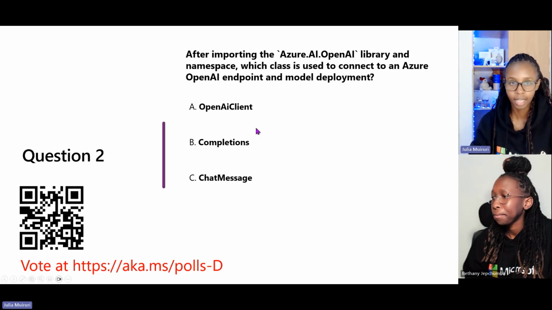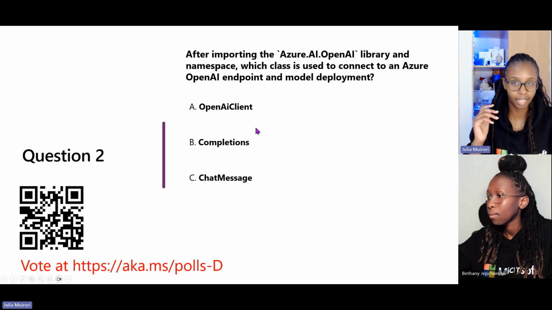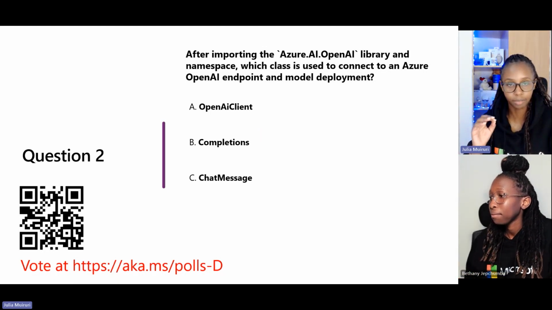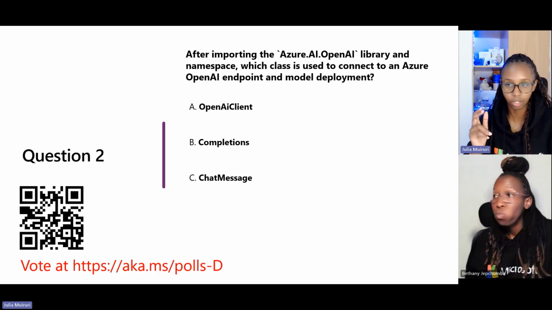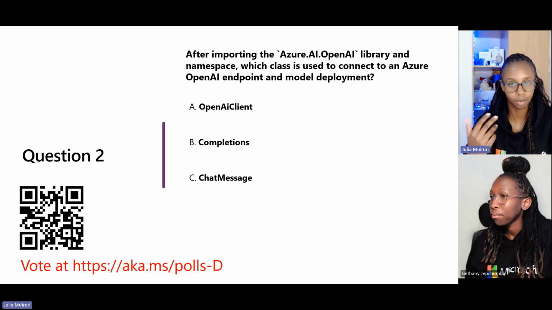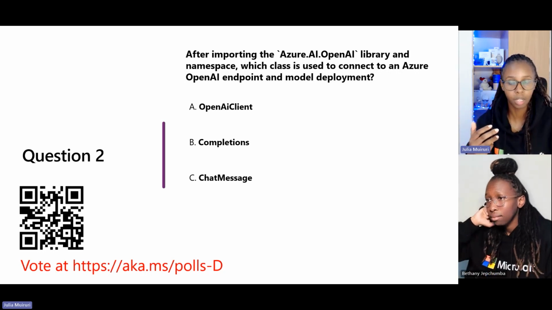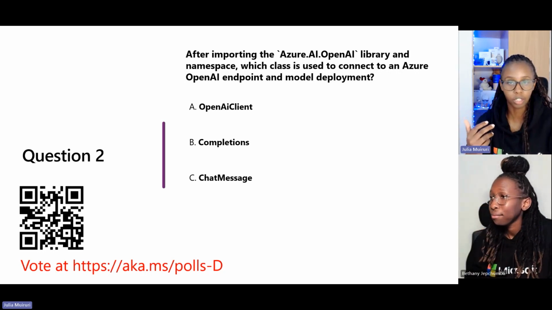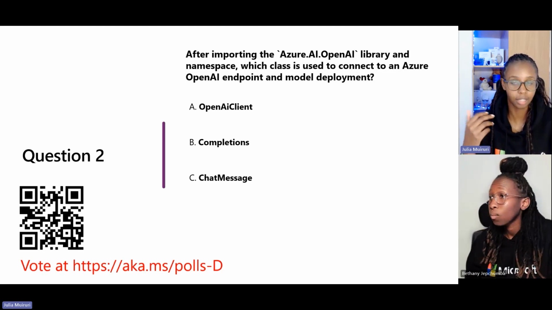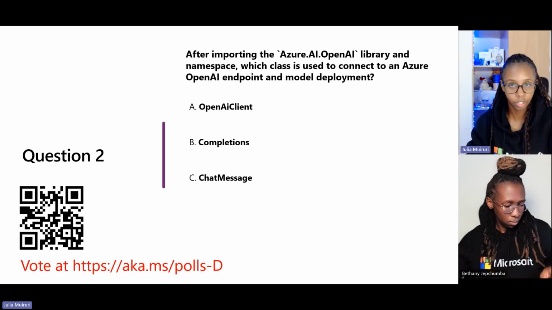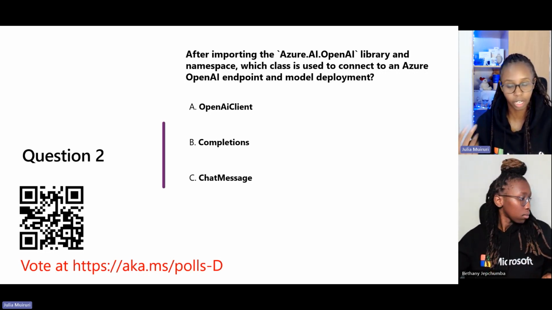The question is, after importing the Azure AI OpenAI library and the namespace, which class is used to connect to an Azure OpenAI endpoint and model deployment? Let me repeat that. After importing the Azure AI OpenAI library and namespace, which class is used to connect to an Azure OpenAI endpoint and the model deployment? Is it A, the OpenAI client? Is it B, the completions? Or is it C, the chat message?